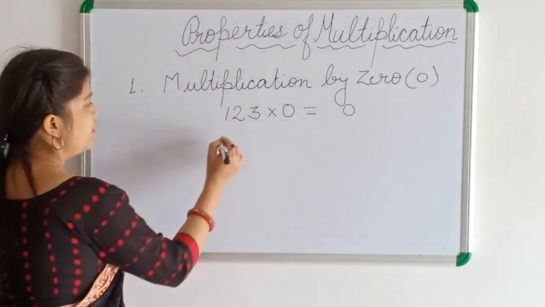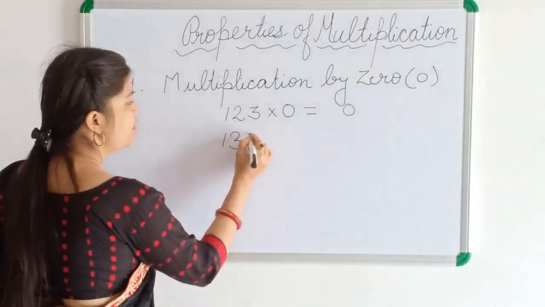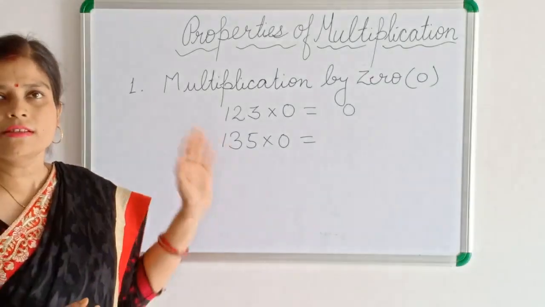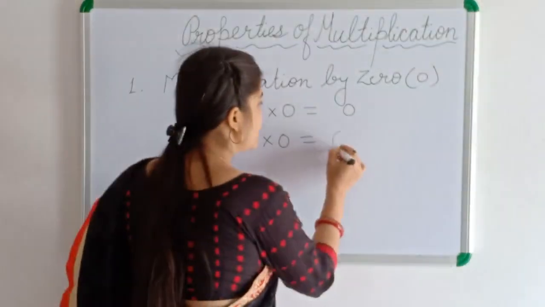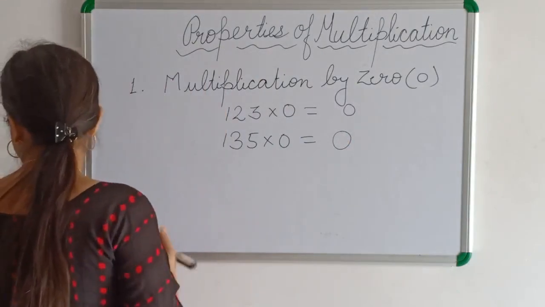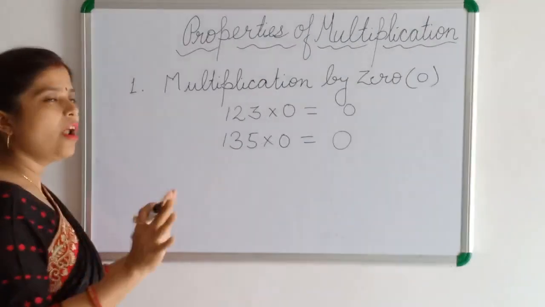If I ask, 135 into 0 is what? Again here the product will be 0. Means if any number is multiplied by 0, the product is always 0.